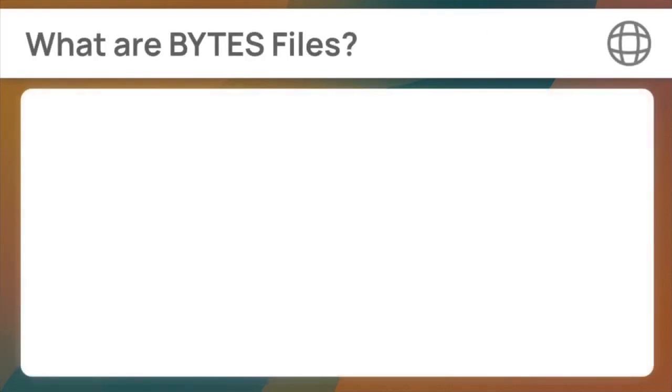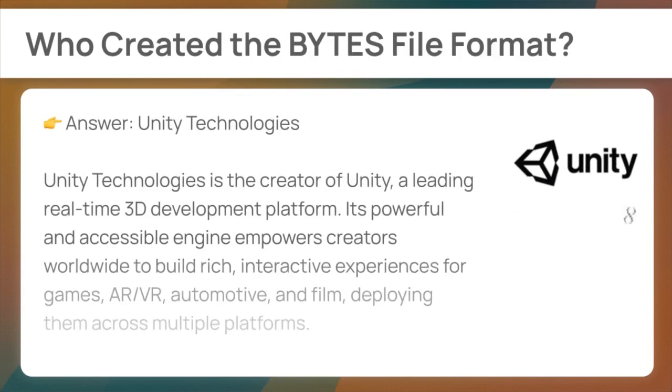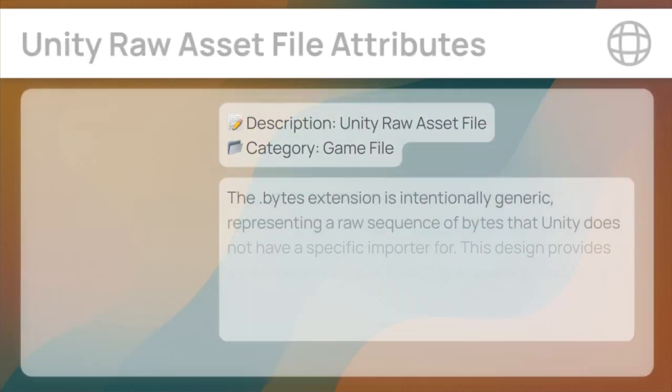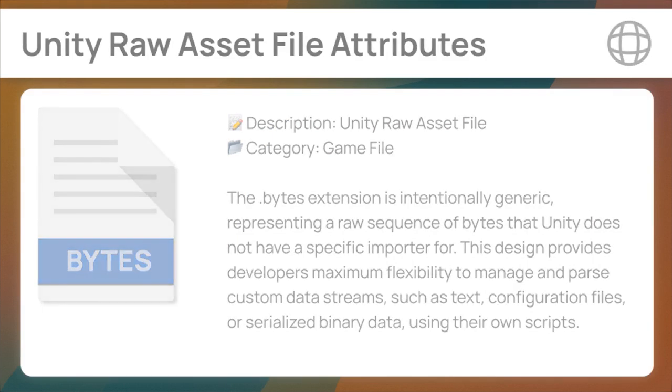A user, typically a game developer using the Unity engine, encounters BYTES files as a container for raw data. They are looking for how to import, read, or parse this data, which could be a text file, a custom binary format, or a shader, for use as a functional asset within their game project. The BYTES extension is intentionally generic, representing a raw sequence of bytes that Unity does not have a specific importer for. This design provides developers maximum flexibility to manage and parse custom data streams, such as text, configuration files, or serialized binary data using their own scripts.